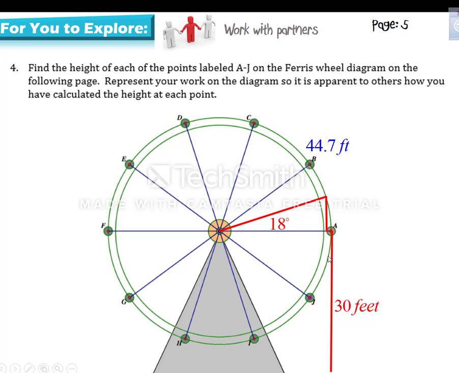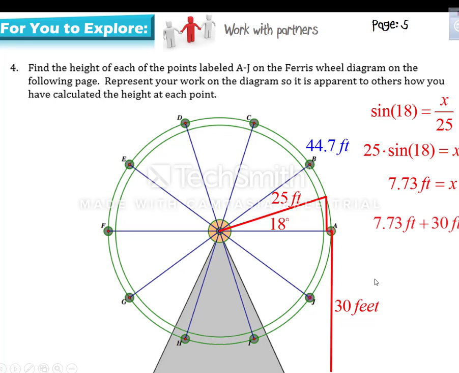So now we're just going to use trig. We still know that the hypotenuse, or the radius, is 25 feet. So how do we figure out what this height is right here? We're going to use sine. So we say sine of 18 equals x, our unknown, over 25. Multiply both sides by 25, and then we're left with a decimal. From here, we can't say that this height right here is 7.73 yet, because we have to add that to 30. So once we add that to 30, then we have the value.